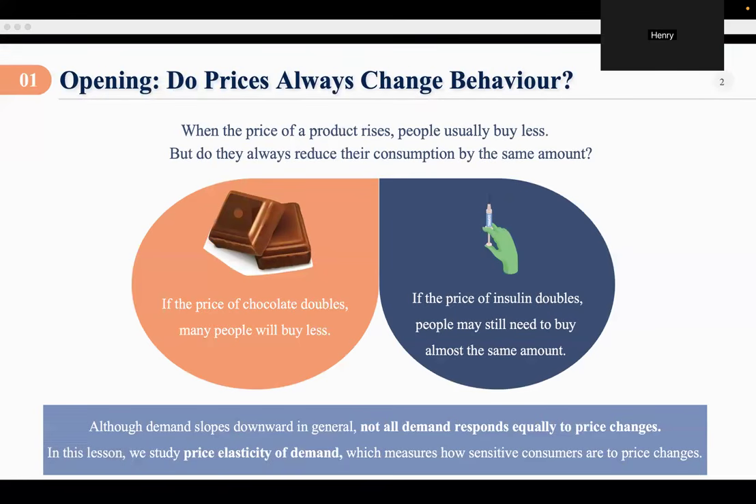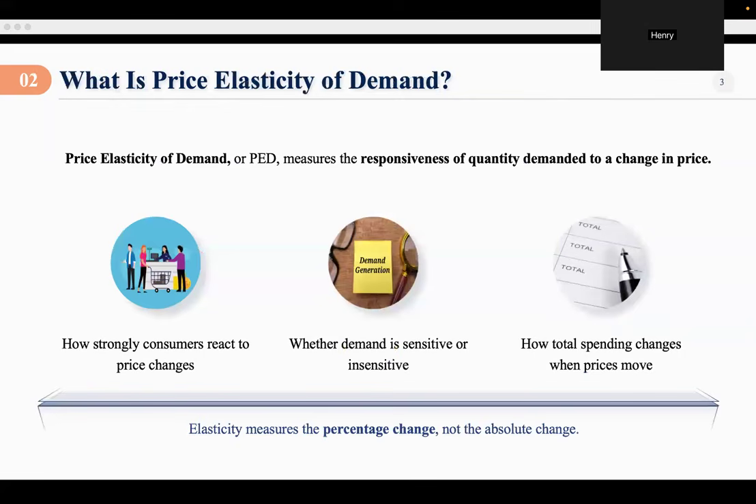Let's start with a simple example. If the price of chocolate doubles, many people will buy less. That seems obvious. But now consider something like electricity or basic food. Even if prices rise, people may not reduce consumption very much. So clearly, different goods respond differently to price changes. The key question is, how responsive are consumers to price changes?